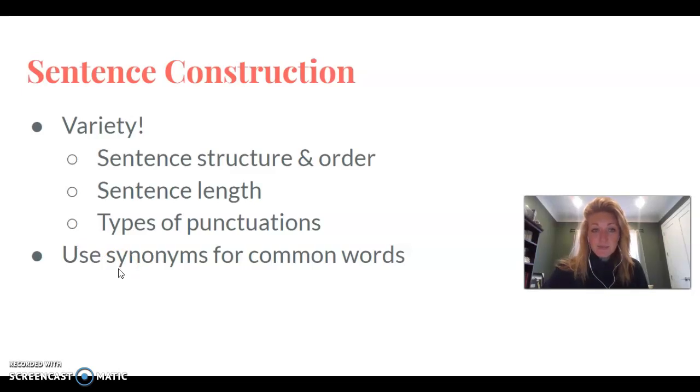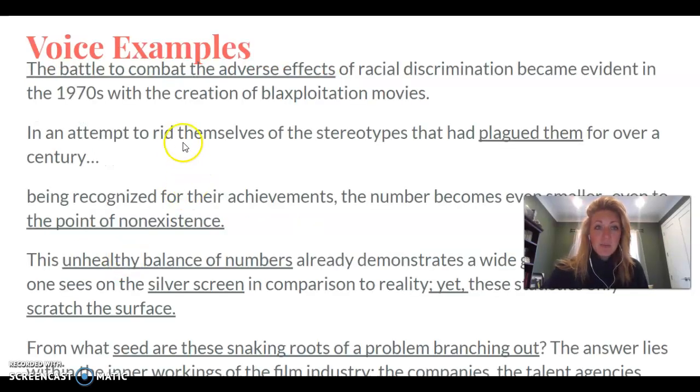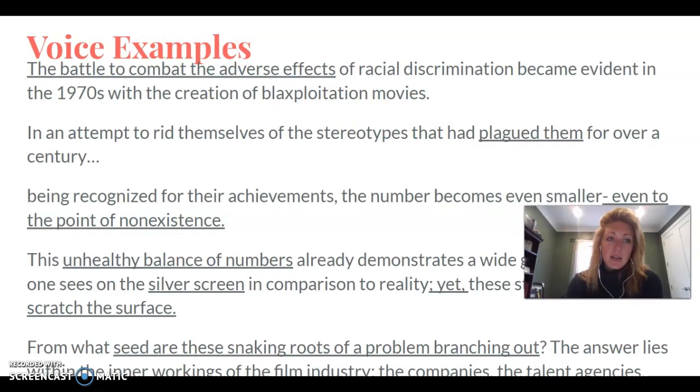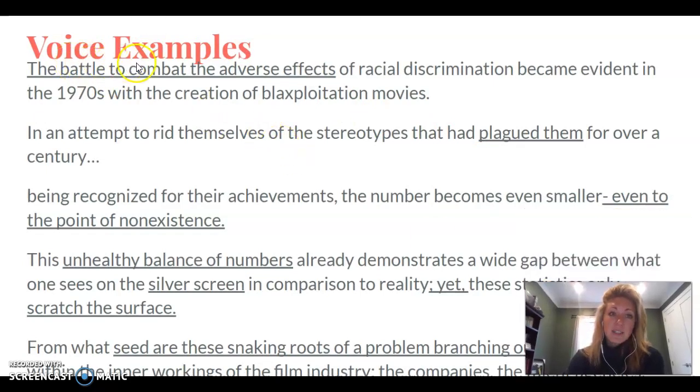Go back and revise. Okay, some examples of using voice. This does not have to be boring. I don't know which ones you guys can see, but let's start at the top. It says, "The battle to combat the adverse effects of racial discrimination became evident in the 1970s," blah, blah. But I like that it says "battle to combat," like it is actually physical. There's action there. We know the writer is saying it has action. It's a show-not-tell kind of idea.